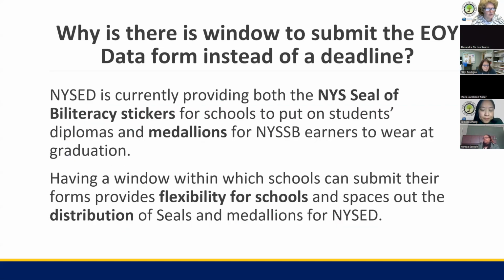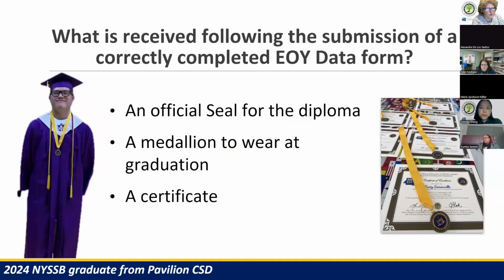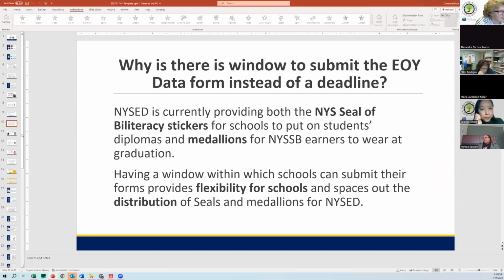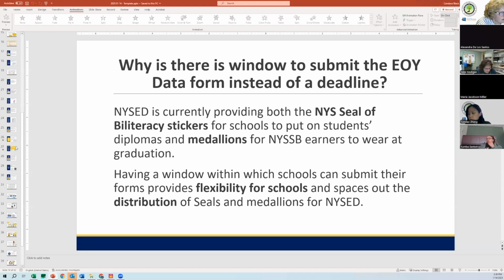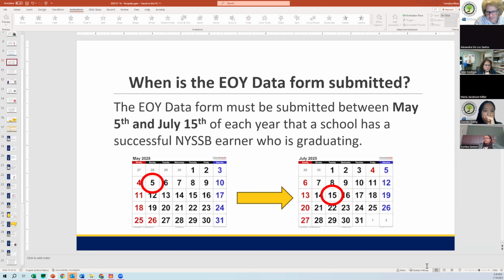So, I think I went a little bit too far, but that's okay. I am going to find the correct form. Oh, you know what? We'll just go forward. So there is a window to submit the end of year data form. So you have to submit it between 2 particular dates. And I hope I didn't delete the page, but I may have. So I'm just scrolling through to see if I can locate it really quick. Oh, here it is. I accidentally put it as slide 19. So let me fix that so that we are going in the correct order.